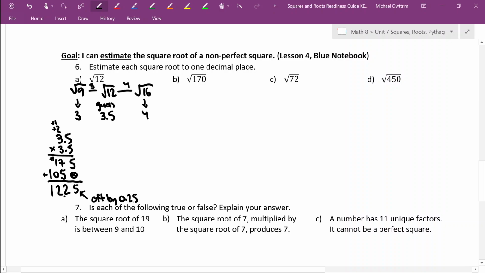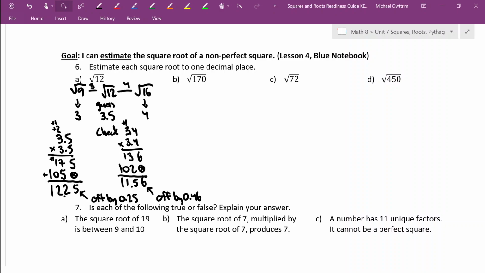Since that is a little bit too big, it's more than 12 obviously, we could check our 3.4, reducing our guess since our result was too big, and see if that gives us a number closer to 12. So 4 times 4 is 16, 4 times 3 is 12, plus 1 is 13. Placeholder 0, 3 times 4 is 12, 3 times 3 is 9, plus 1 is 10. So that one is further off, right? It's off by 0.46. It's obviously still within 0.5 of 12, but it's further off than our first guess.